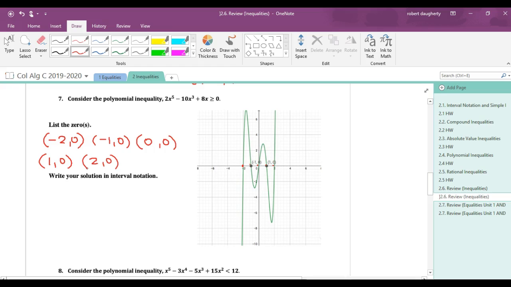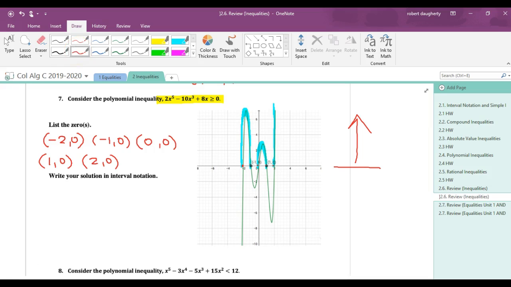Write your solution in interval notation. So what is that asking for? That's asking for where the graph is greater than or equal to 0. So if this is my axis, where am I above the axis? It looks like I'm going to have this from here to here, and then from here to here, and these are the areas of my graph where I'm greater than 0. So I have to write the solution in interval notation.